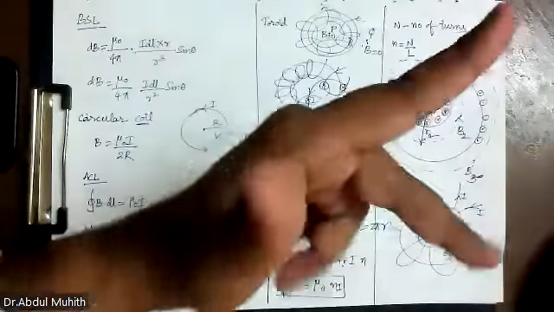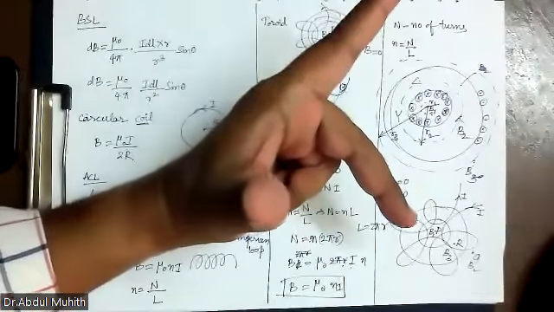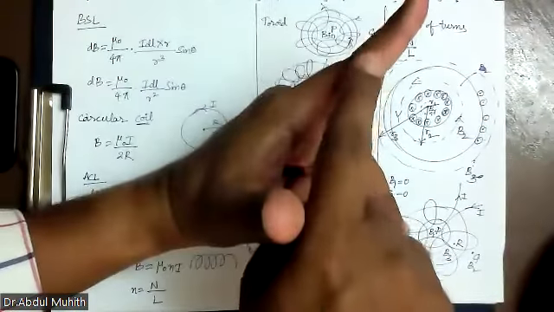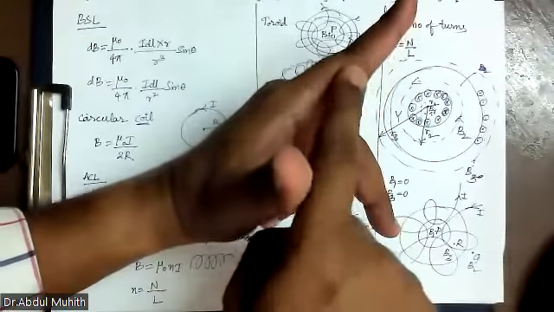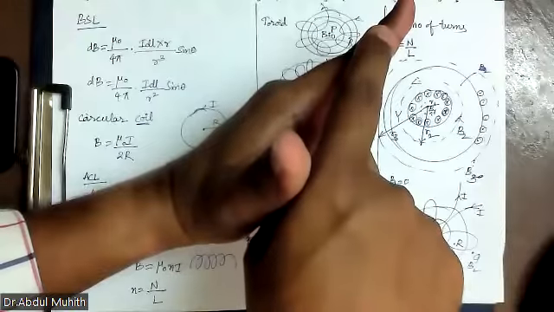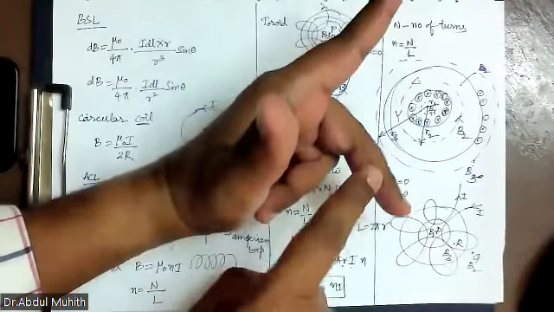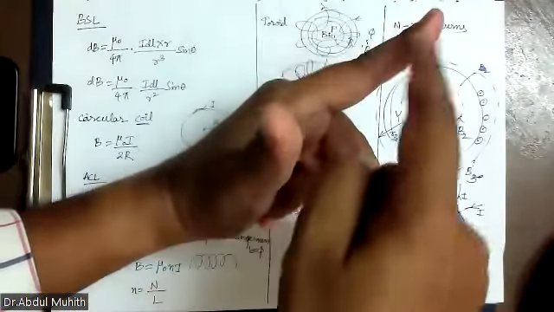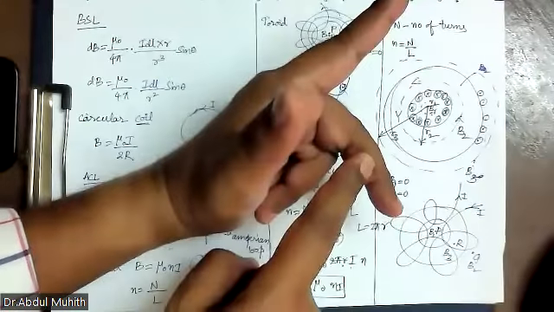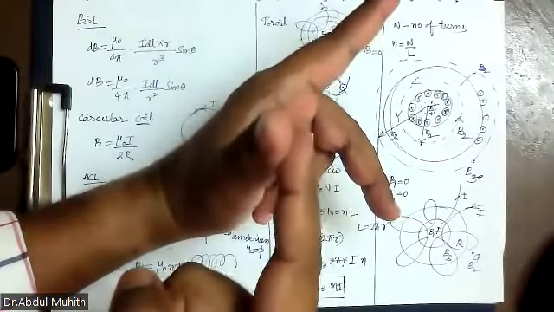Now come to this one. Fleming's left hand principle. This is the magnetic field. This is the current. This is the resultant force. Once again, this is the magnetic field, this is the current, this is the resultant force.